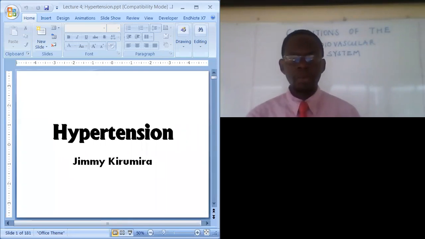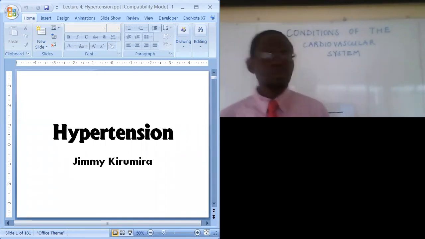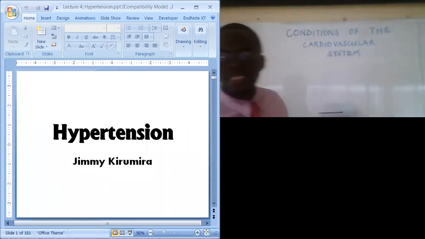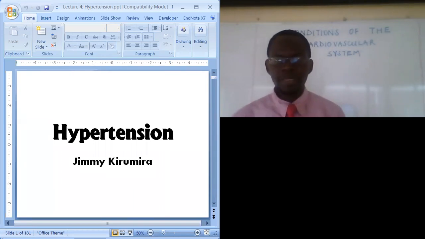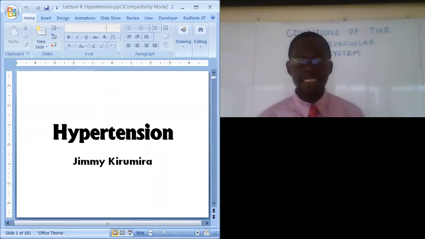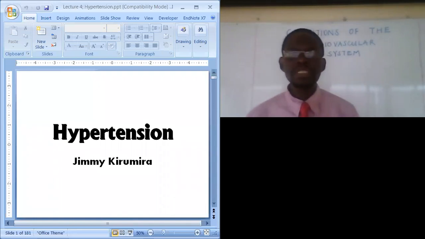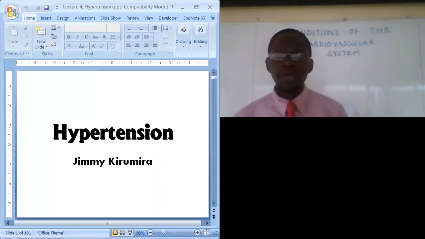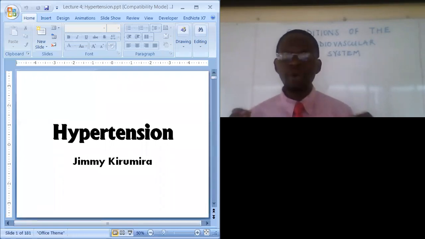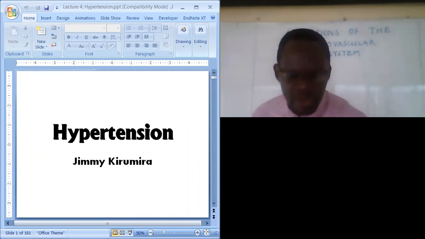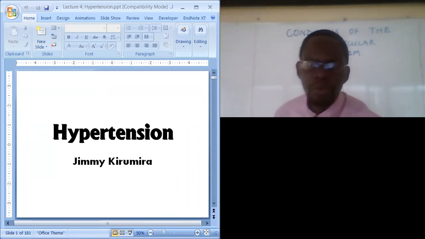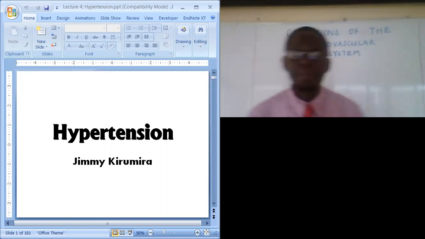Today we are going to talk about conditions of the cardiovascular system. The cardiovascular system basically comprises the heart, the blood vessels, and the lymphatics. Today we are going to talk about the conditions of the arteries, in other words, the conditions of the blood vessels. So specifically today, we shall talk about hypertension.